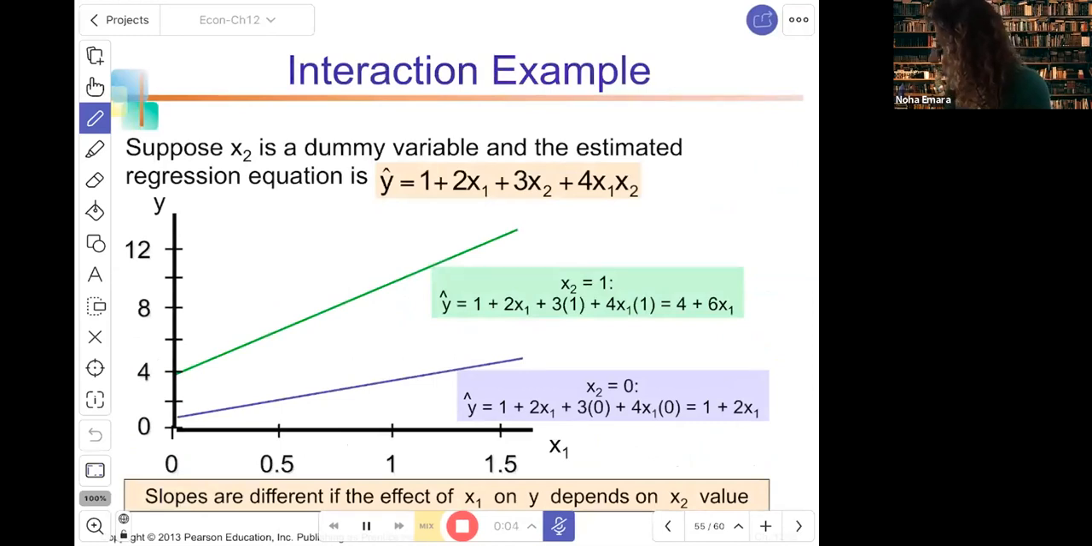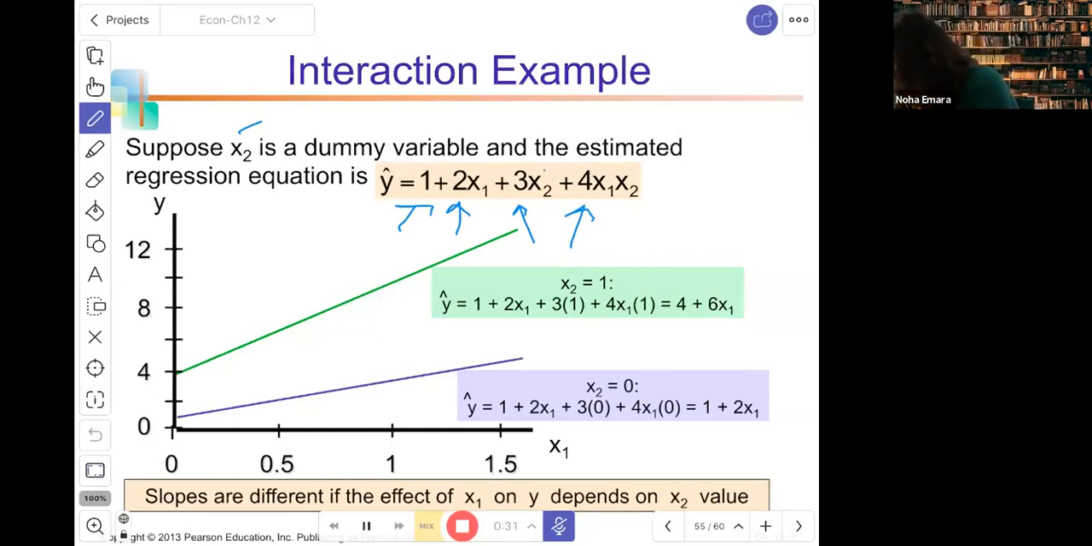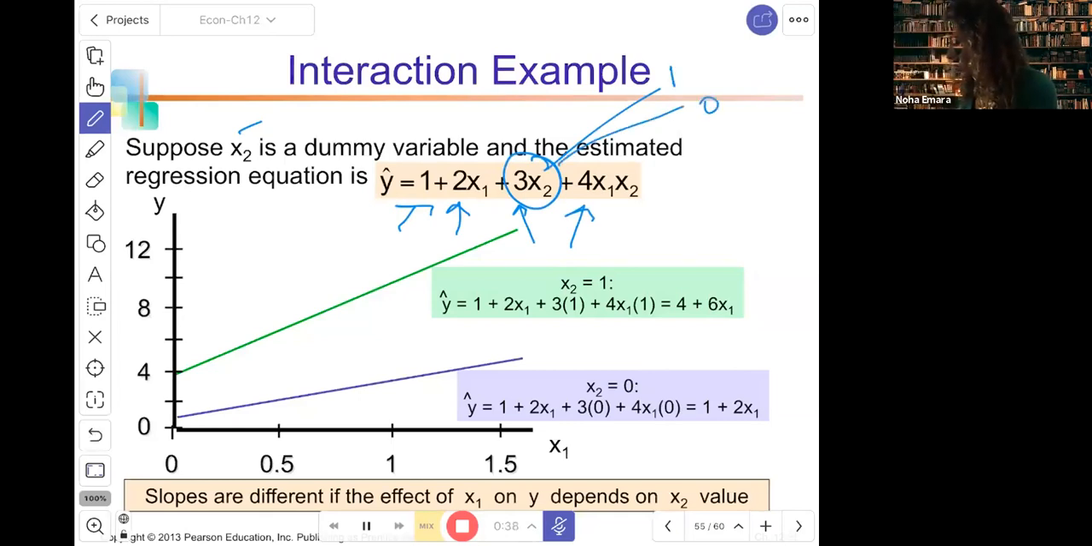Another example here is that suppose X2 is a dummy variable. Okay, it's not continuous, it's a dummy variable. And the estimated regression is a very, very simple model: the intercept is equal to 1, the coefficient of X1 is 2, the coefficient of X2 is 3, and the coefficient of the interaction term is 4. So this X2 is a dummy that takes 1 or 0. Imagine what happens if it takes 1. Then 3 times 1, and I already have another constant here, so I have to add these two up.